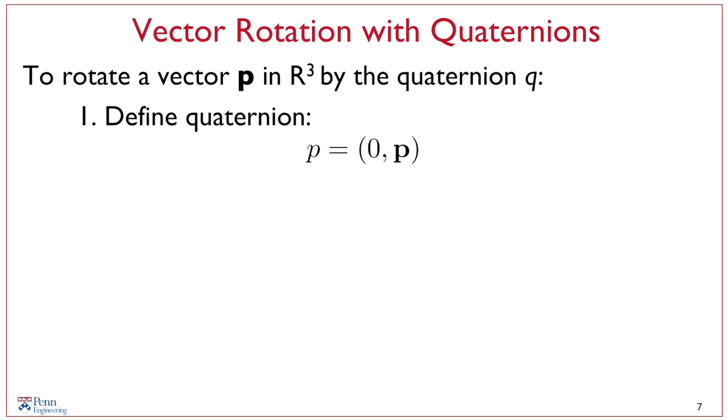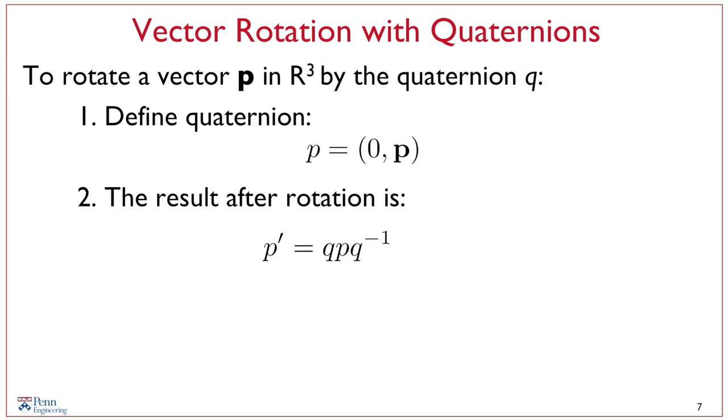To perform the rotation, we pre-multiply by q and post-multiply by q inverse. The resulting quaternion will still have 0 as its constant component. The vector component is the vector that results after rotating p. Here, we are taking the quaternion product.